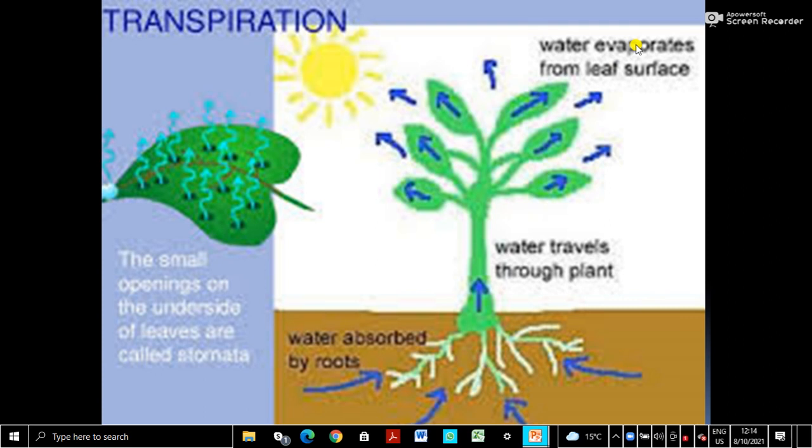Because of transpiration, the pressure decreases in the leaves. So a negative pressure develops throughout the plant, that is the leaves, then the stem. So what happens when the stem has less pressure? It absorbs water from the root, and root pressure pushes the water upwards. So a negative tension or negative pressure develops because of transpiration. That is called transpiration pull.